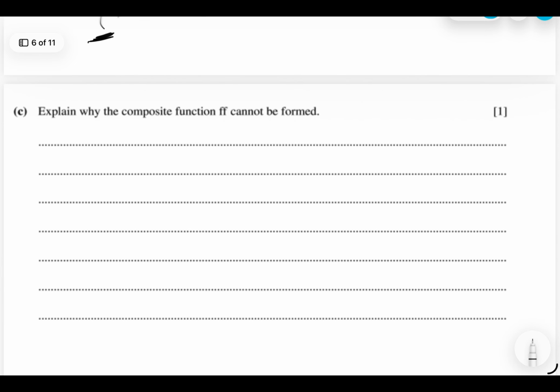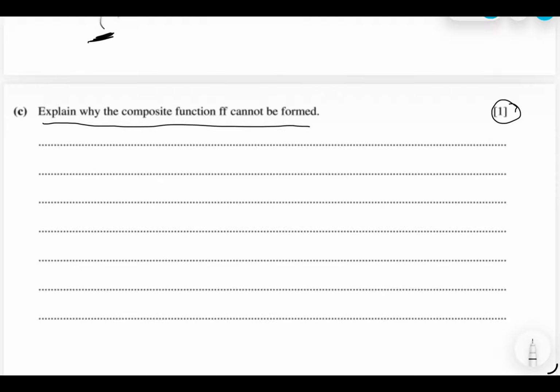Now they are asking, explain. This is the most common question in which learners make mistakes, and it is for 1 mark only. But you do make mistakes in this question. Okay, but after this video, you won't. All right. Explain why composite function ff cannot be formed.